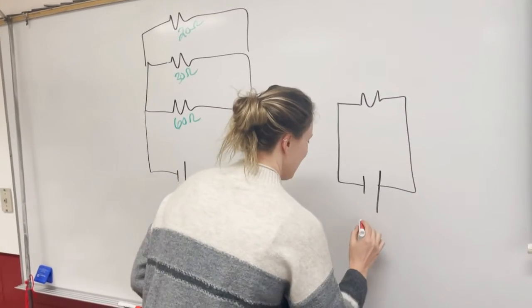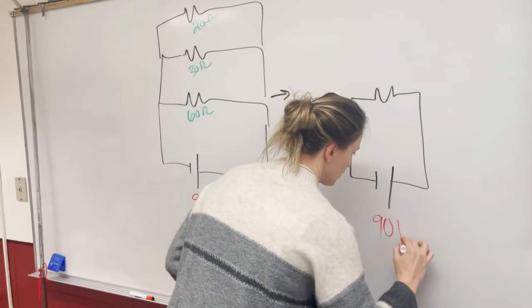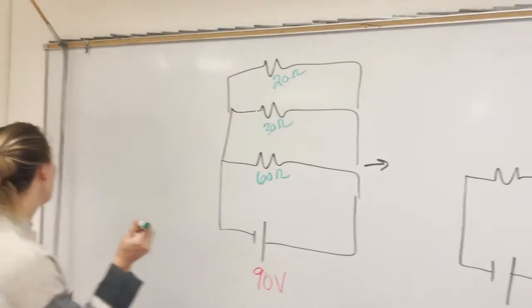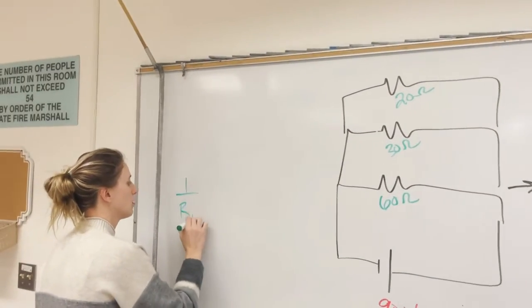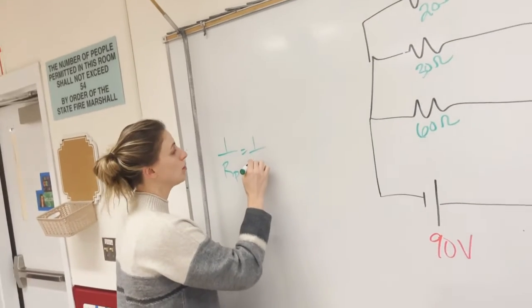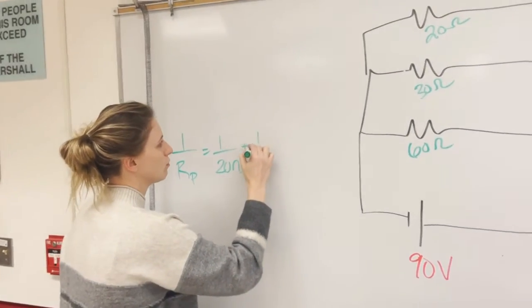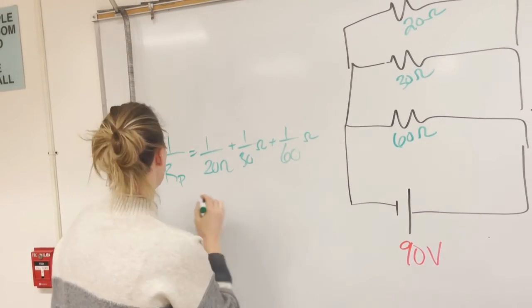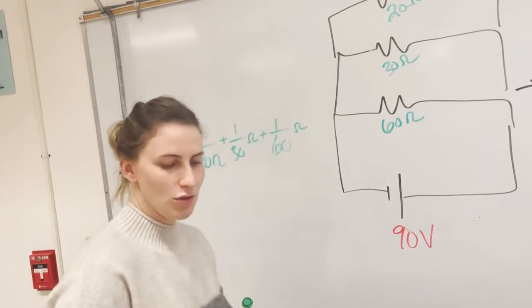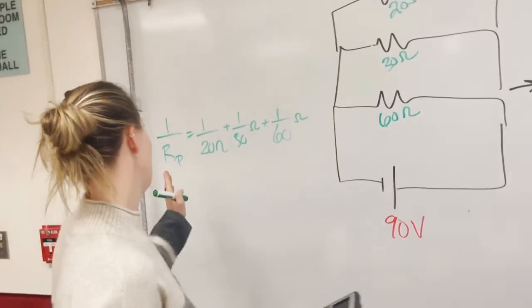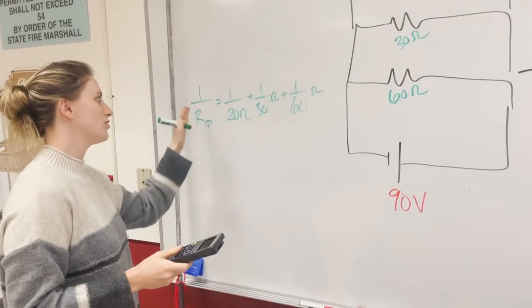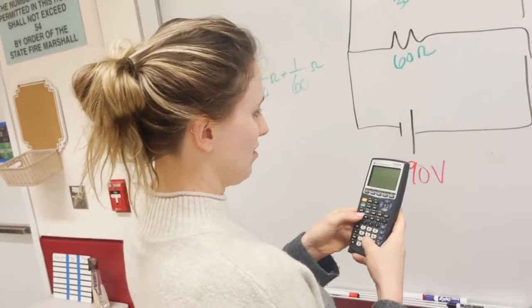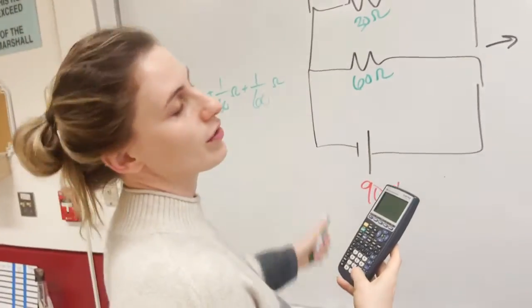Okay, so we need to figure out what this equivalent resistance is going to be. How do we do that? 1 over 20 ohms plus 1 over 30 ohms plus 1 over 60 ohms. Mr. Boykin, when you do this, do you say the resistance parallel equals? What I would do is put the answer 1 over.